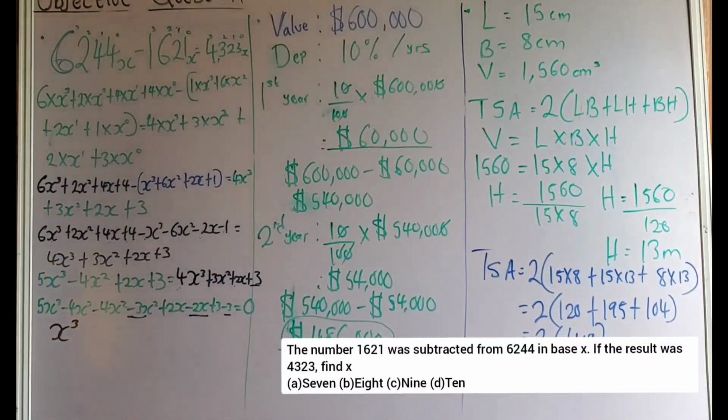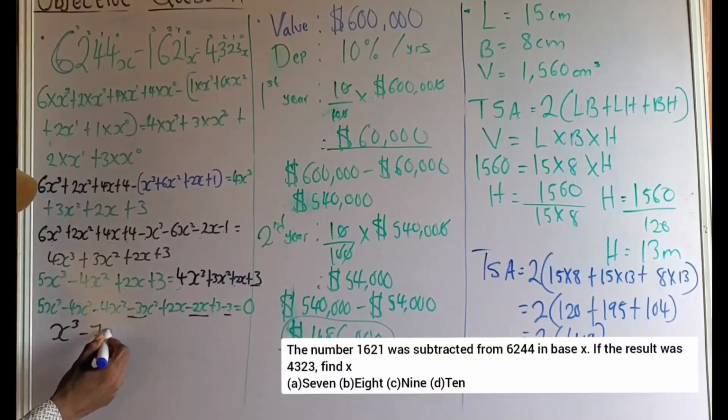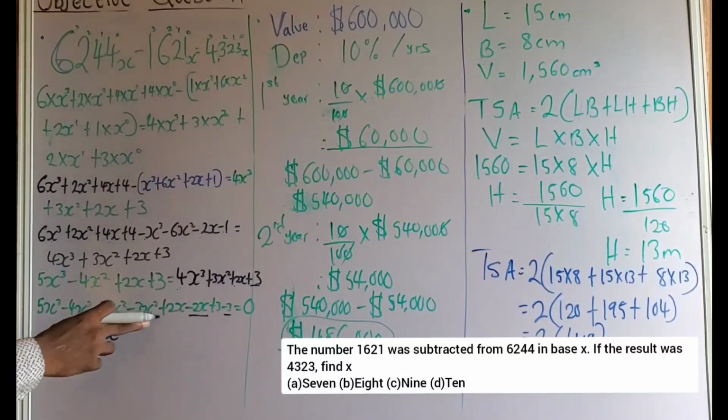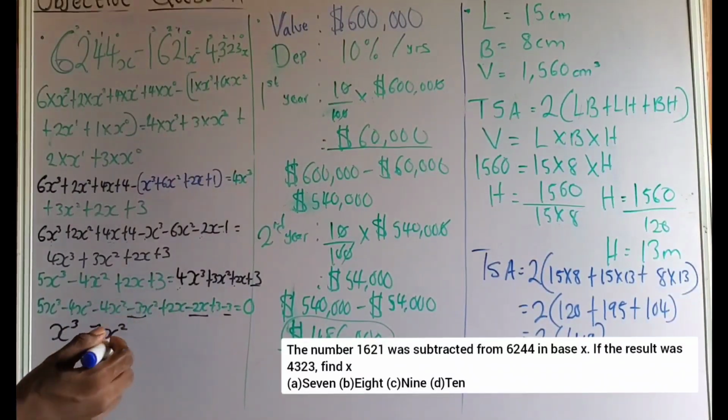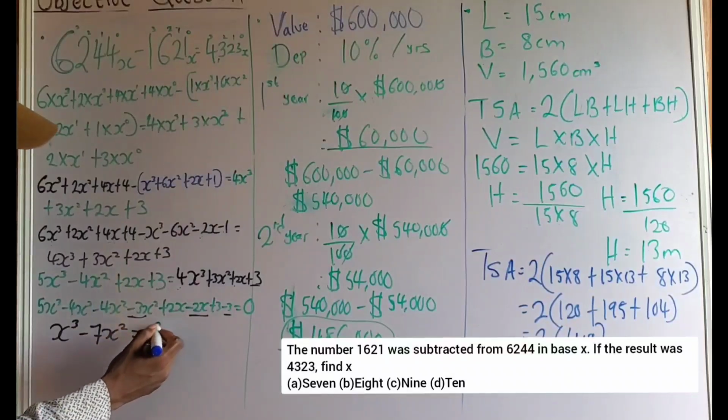Okay. So now, 5x to the power of 3 minus 4x to the power of 3, that is what? 1x to the power of 3, and 1x to the power of 3 is also the same thing as x to the power of 3. Okay, now minus 4x to the power of 2 minus 3x to the power of 2, that will be minus 7x to the power of 2. Okay, now we have positive 2x minus 2x, that is 0, plus 3 minus 3, that is 0. So this will be equivalent to 0.